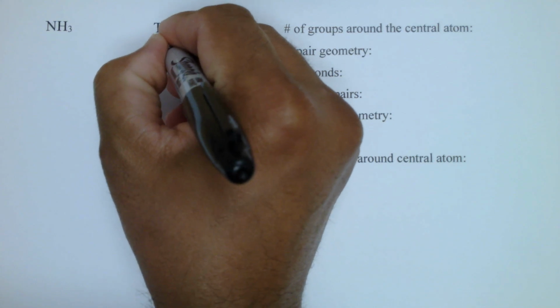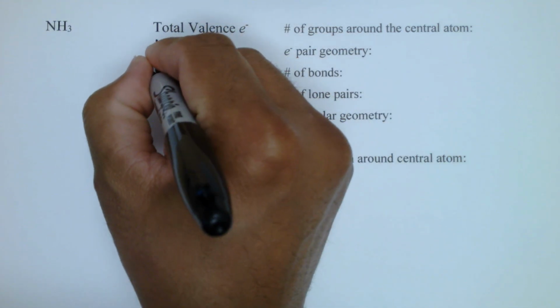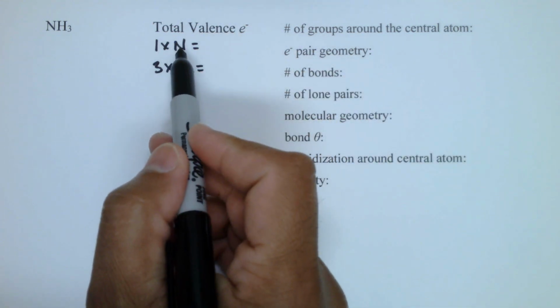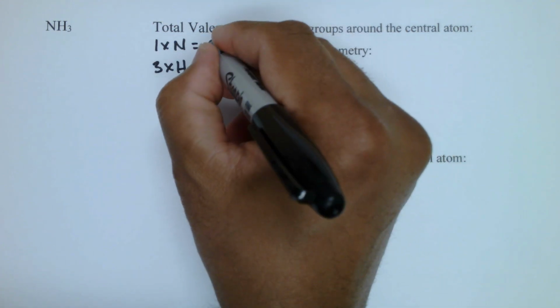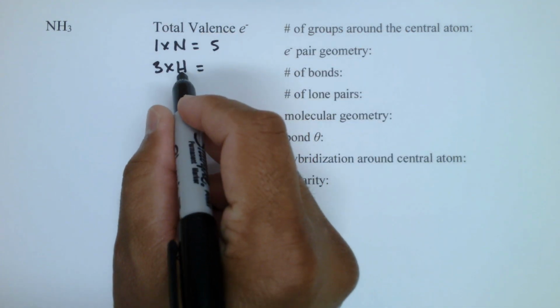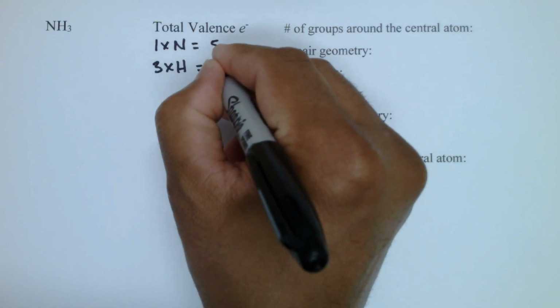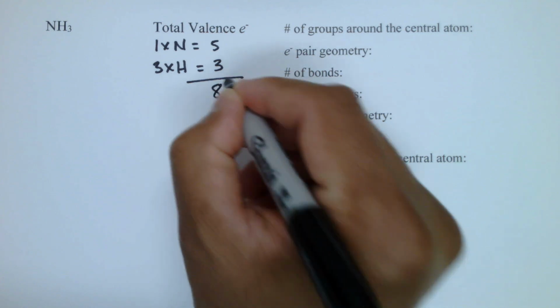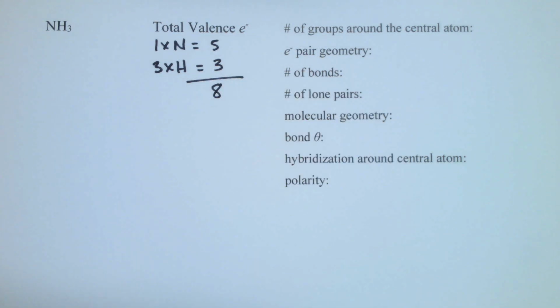So we have 1 nitrogen and we have 3 hydrogens. Nitrogen has 5 valence electrons, so this would be 5. Hydrogen has 1, and we have 3 hydrogens, so that'll be 3. And so the total valence electrons are 8.